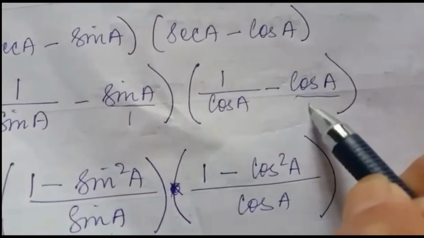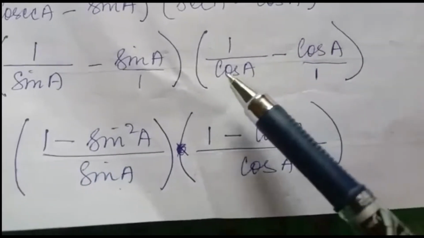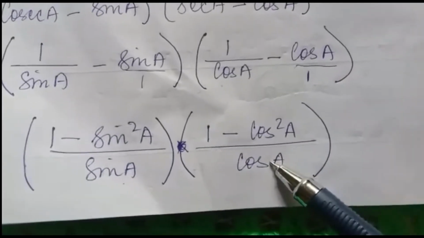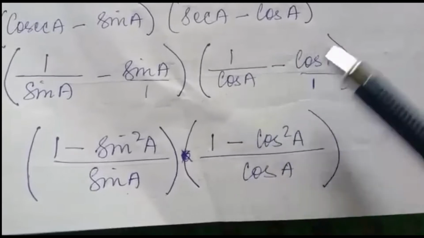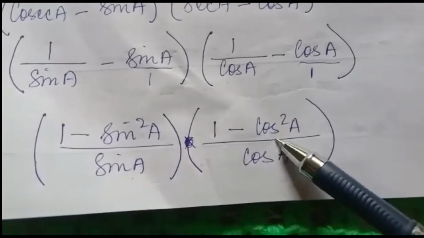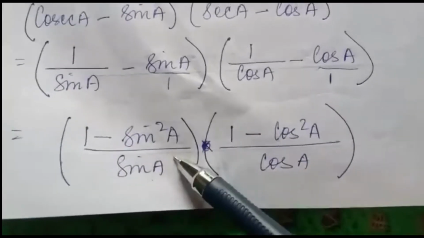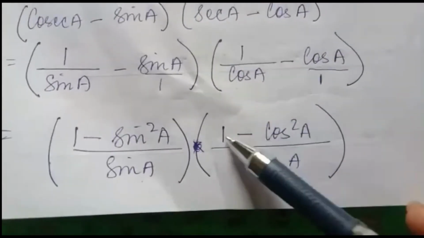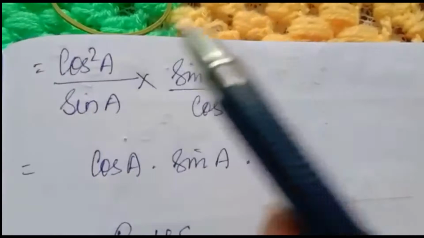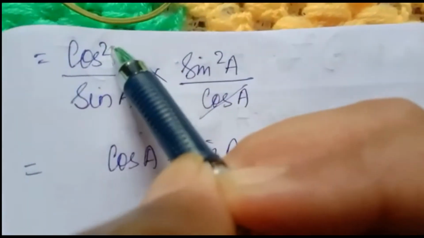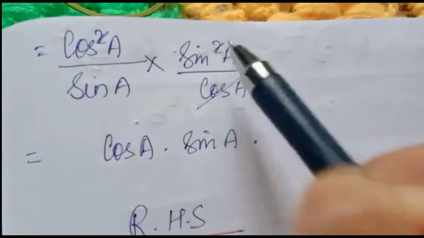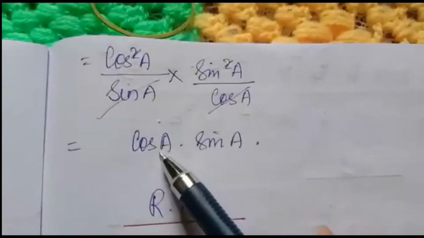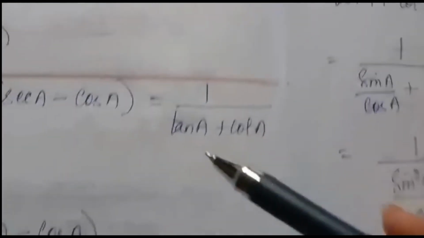Similarly, here add 1, then take LCM. LCM of cos A and 1 is cos A. 1 into 1, 1 minus cos A into cos A, cos square A. Now this is 1 minus sine square A, which is cos square A, and 1 minus cos square A is sine square A. You'll get this line. After that, this cos A and 1 power will cancel. This 1 power and sine A will cancel. So cos A into sine A. We did not get this right hand side.